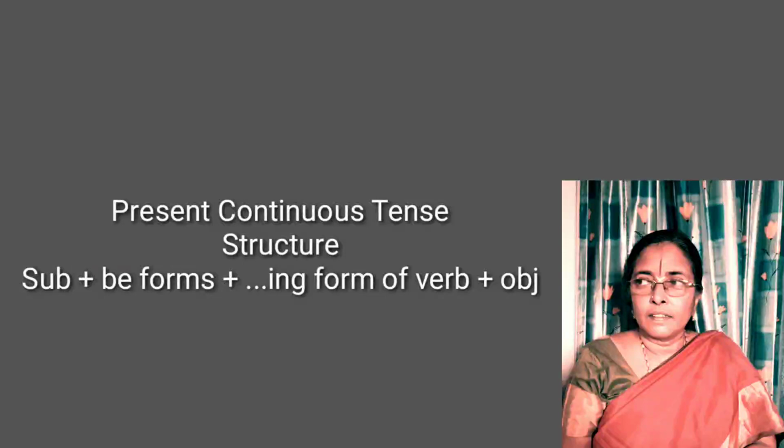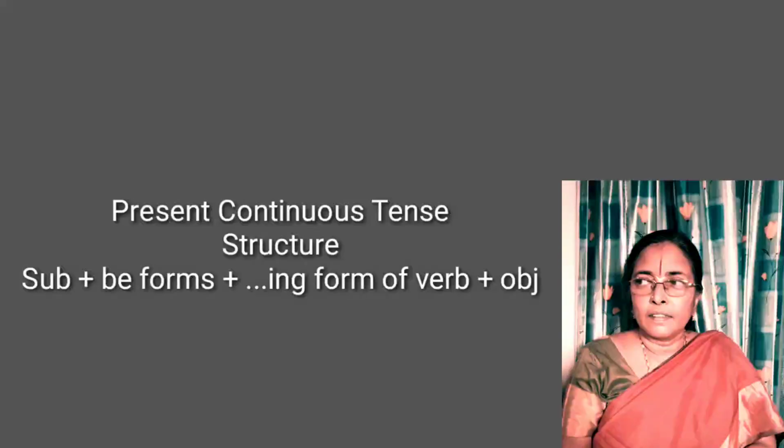Let us observe the structure now. If the sentence is in present continuous tense, we have to follow the structure. What is the structure? Subject plus be forms plus ing form of the verb plus object.